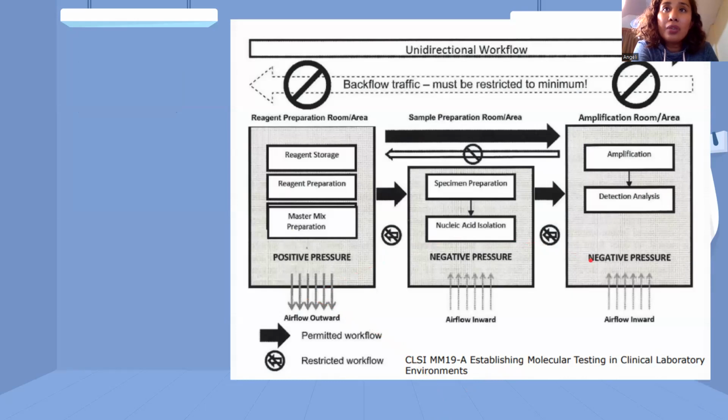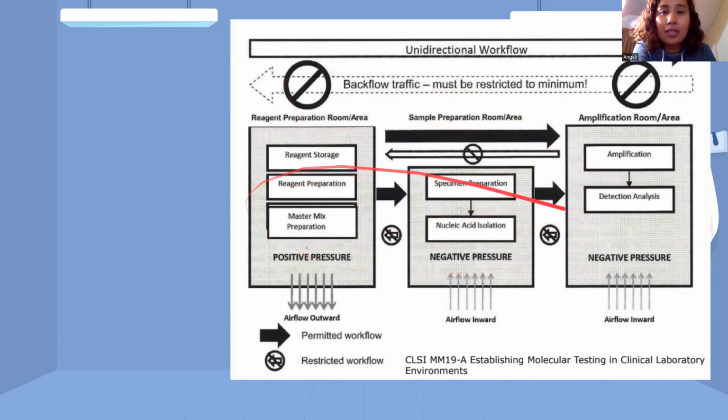So, the workflow in the molecular lab, guys, is a unidirectional workflow. So, ibig sabihin isa. It only goes from left to right, or right to left. Isang direction lang, hindi pwedeng bumalik. Backflow traffic must be restricted to minimum. You could not go back.